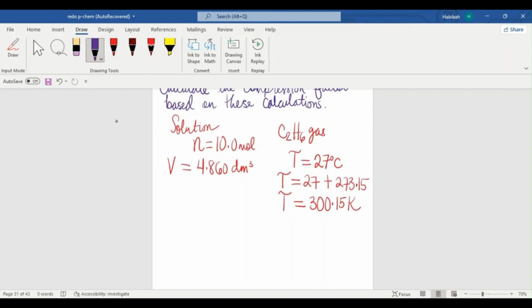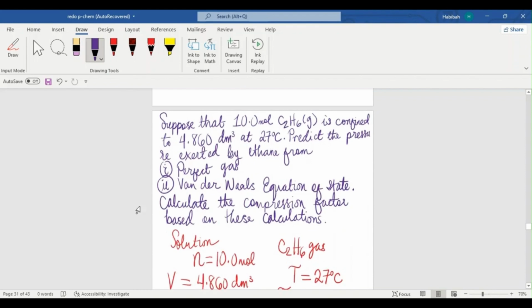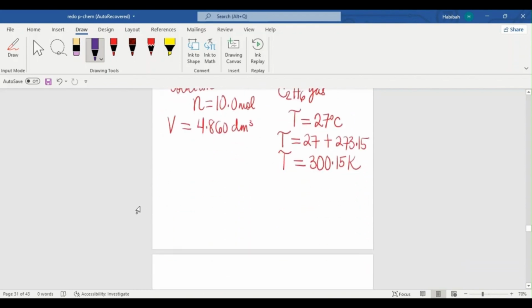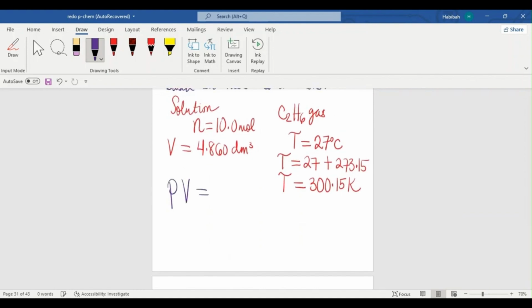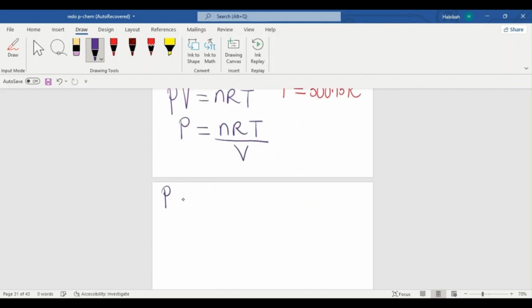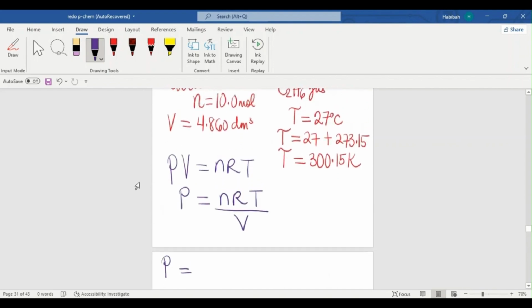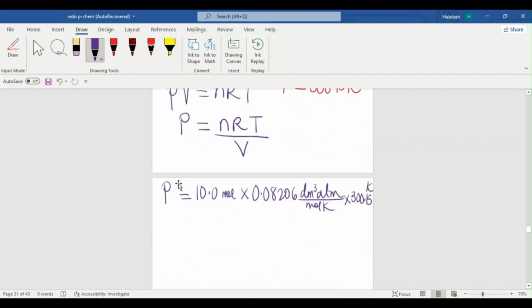Now we have all of the parameters that were given written out: the number of moles, volume, and temperature. We can determine the pressure, as we've been told, using the perfect gas equation. The perfect gas equation is simply PV equals nRT, and therefore pressure is equal to nRT divided by V. So pressure is equal to the number of moles, 10.0 mole, times the gas constant, 0.08206 dm cube atmosphere per mole Kelvin, times temperature, 300.15 Kelvin. All of that information divided by volume.